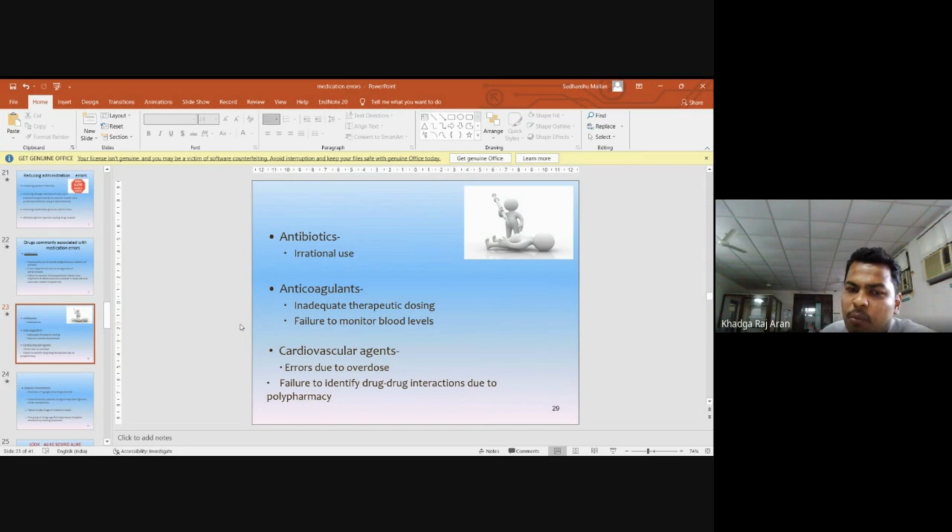If the patient has more than two diseases, physicians may prescribe more than two drugs, so there are chances of drug interactions in the particular disease.